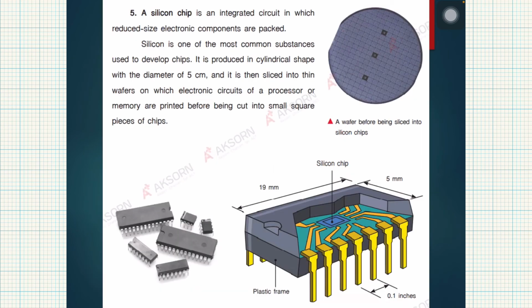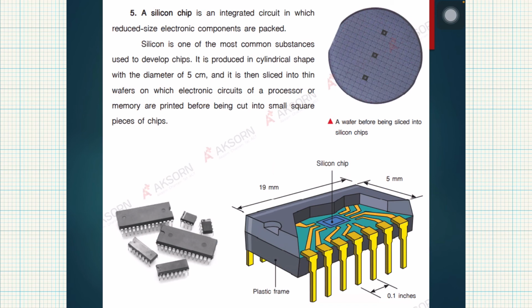All right, and let's move on to the last, the silicon chip. A silicon chip is an integrated circuit in which reduced size electronic components are packed. Okay, they are packed. Silicon is one of the most common substances used to develop chips. It is produced in cylindrical shape with a diameter of 5 cm, and it is then sliced into thin wafers on which electronic circuits of a processor or memory are printed before being cut into small square pieces of chips.